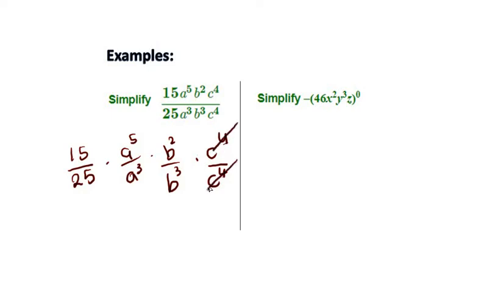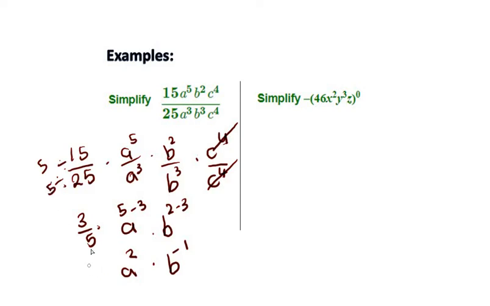These two cancel out. Here b to the power of 2 over b to the power of 3 is b to the power of 2 minus 3, which is b to the power of minus 1. a to the power of 5 over a to the power of 3 is a to the power of 5 minus 3, which is a to the power of 2. And 15 over 25 is 3 over 5, if you divide by 5. So the answer is 3 over 5 a squared b to the power of -1.